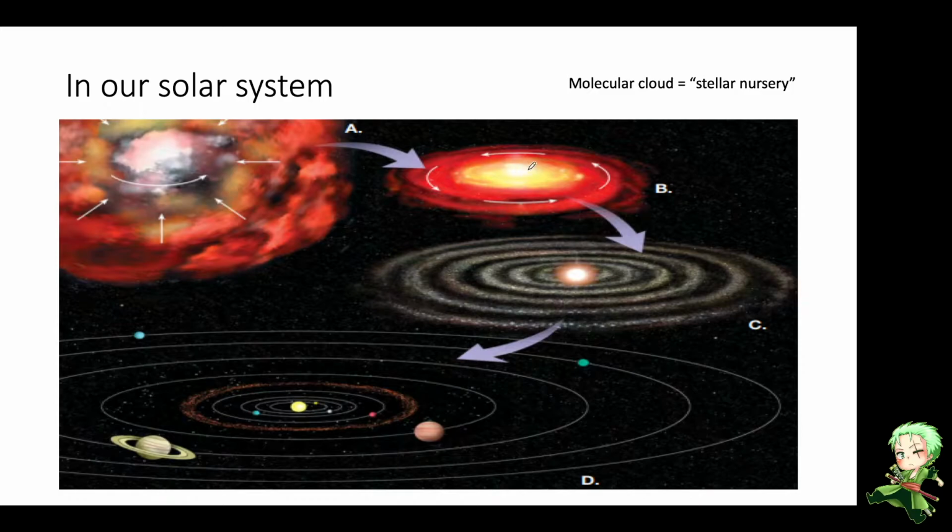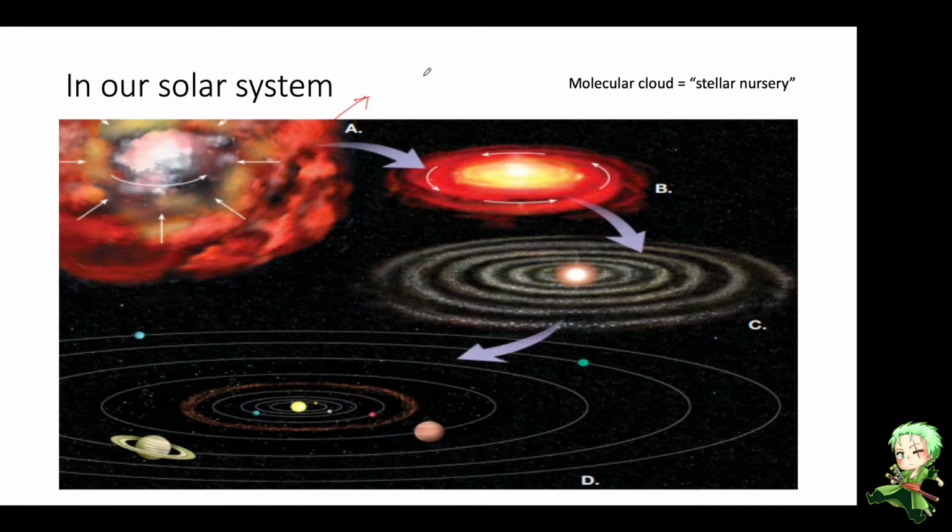Here, I'm referring to the sun, our sun, our very own star, in the center of our solar system. So we start with the molecular cloud, or we call this the stellar nursery. It's because this molecular cloud comprises a greater mass compared to the sun. So it's very, very massive.